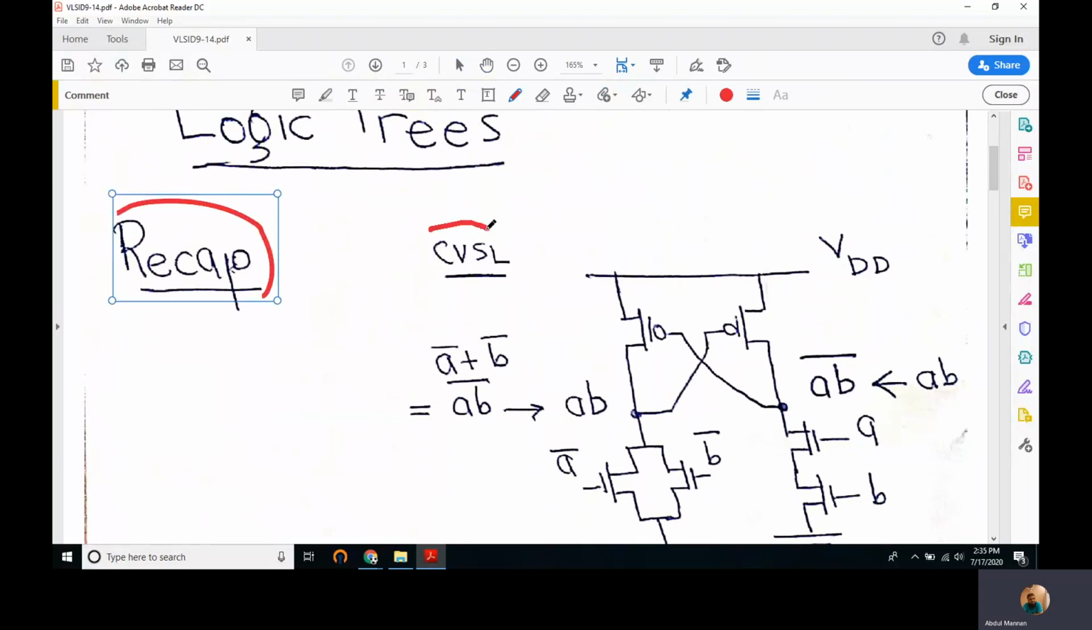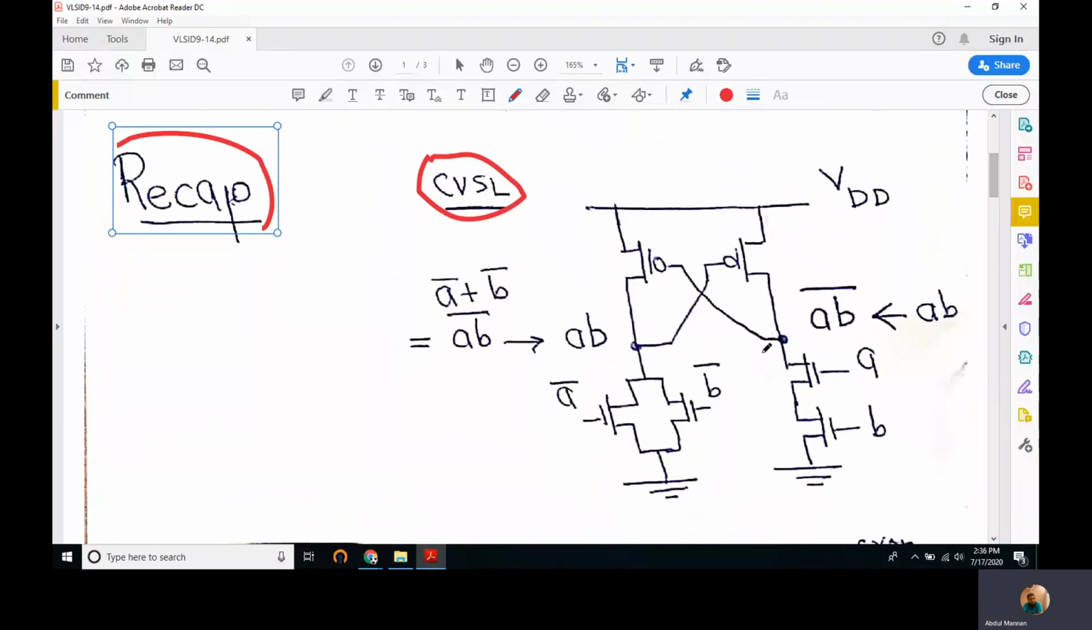We studied cascode voltage switch logic. It's a kind of dual rail logic that we implemented in the last lecture. We implemented the regular NMOS array here and the complement of the array here, or the expression we get here. We apply De Morgan's law to it, and then we implement the resulting array here.